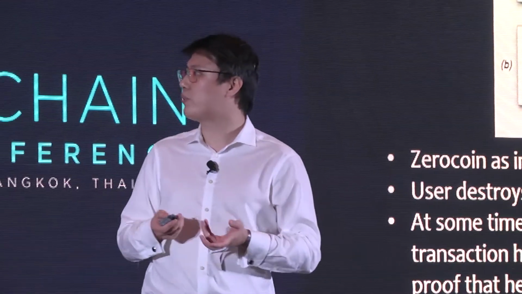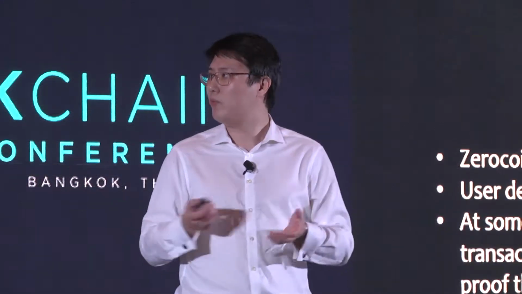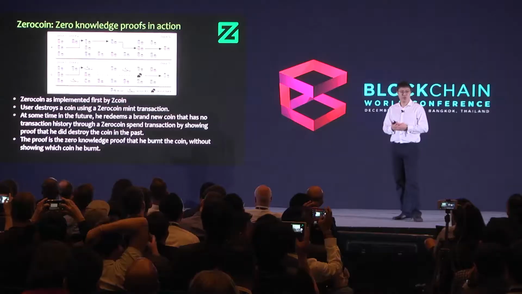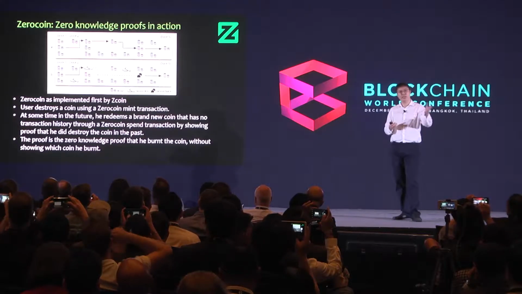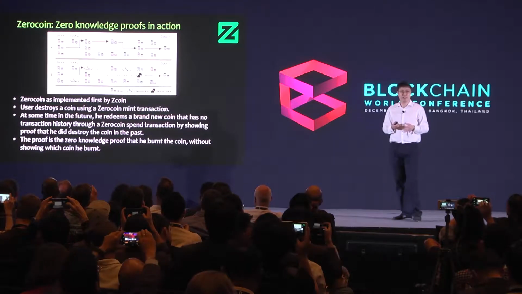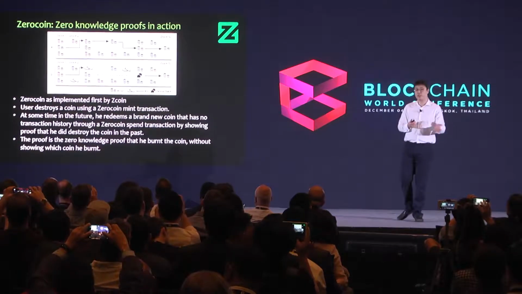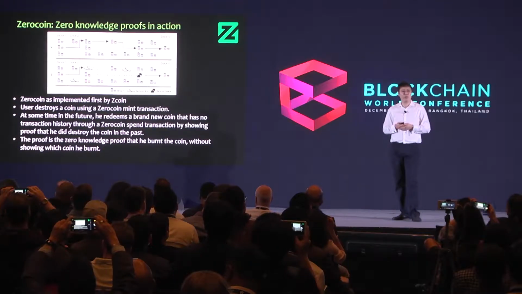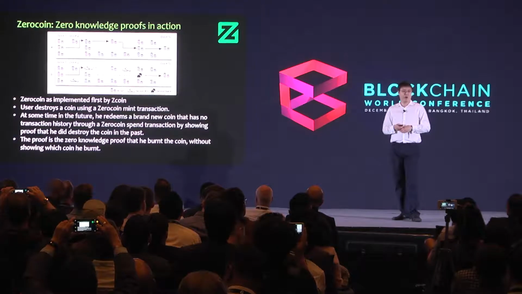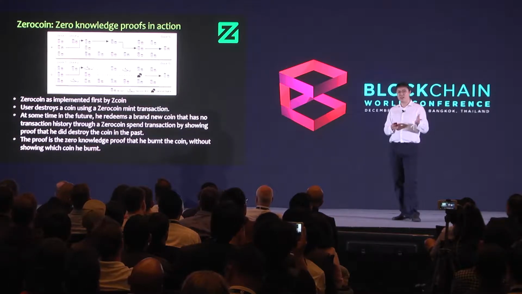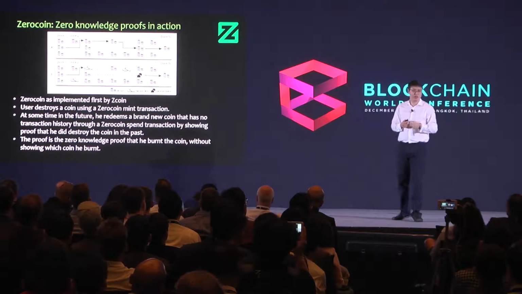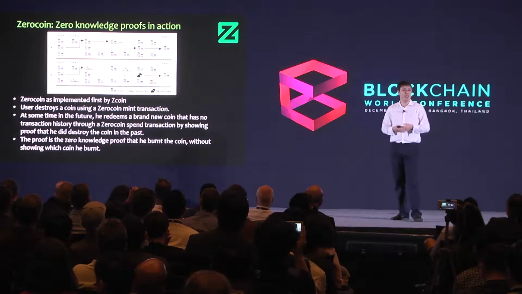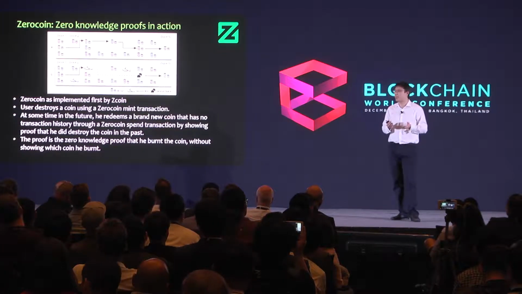So how do you use it in cryptocurrency? This is using Zcoin, as first implemented by Zcoin. Usually what happens is that a user takes a certain number of coins and destroys these coins, completely burns them up, using a Zcoin mint transaction. And at any time in the future, he says, okay, I want to redeem my coins again. So let's say I burn 10 coins, and now I want to redeem these 10 coins back. When I redeem them, these 10 coins appear as completely new coins with no transaction history.